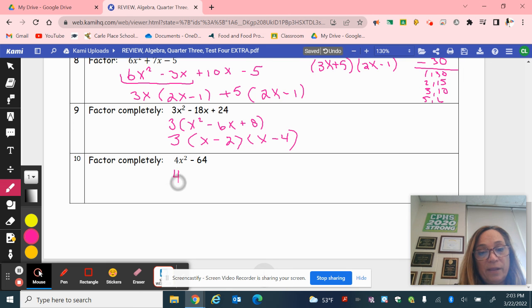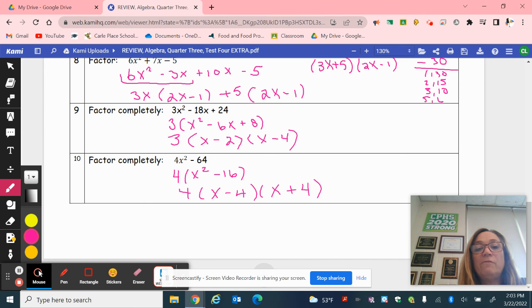Factor completely, I'm going to pull out a 4. That gives me x squared minus 16. And that is the difference of two squares. So I'm going to do that one again. Okay? Remembering factoring completely is going to imply 2 steps. So make sure you do 2 steps when it says completely. It's a hint. It helps you.